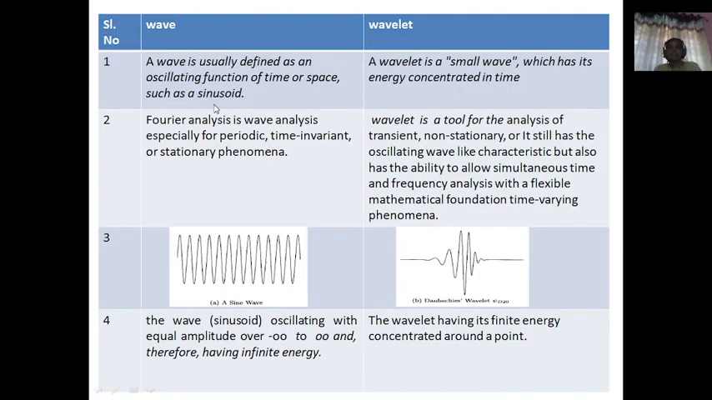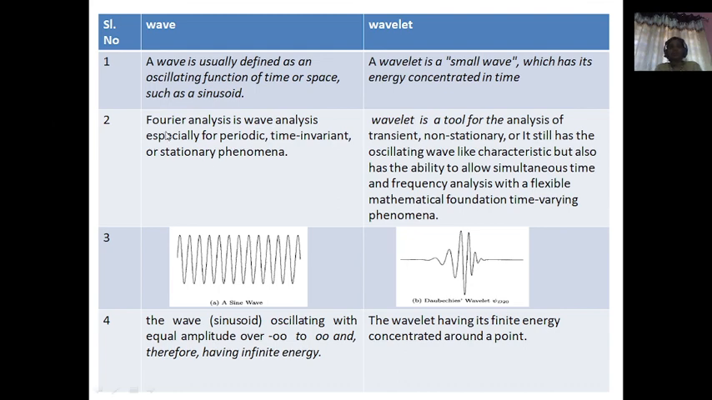So what are the differences between a wave and a wavelet? A wave is usually defined as an oscillating function of time or space, such as a sinusoid. A wavelet is a small wave which has its energy concentrated in time. That means the wavelet exists only for a small duration, whereas a wave can exist from minus infinity to plus infinity. Fourier analysis is a wave analysis, especially for periodic, time invariant or stationary phenomena. A wavelet is a tool for the analysis of transient, non-stationary phenomena. It still has the oscillating wave-like characteristic but also has the ability to allow simultaneous time and frequency analysis, with a flexible mathematical foundation for time varying phenomena.